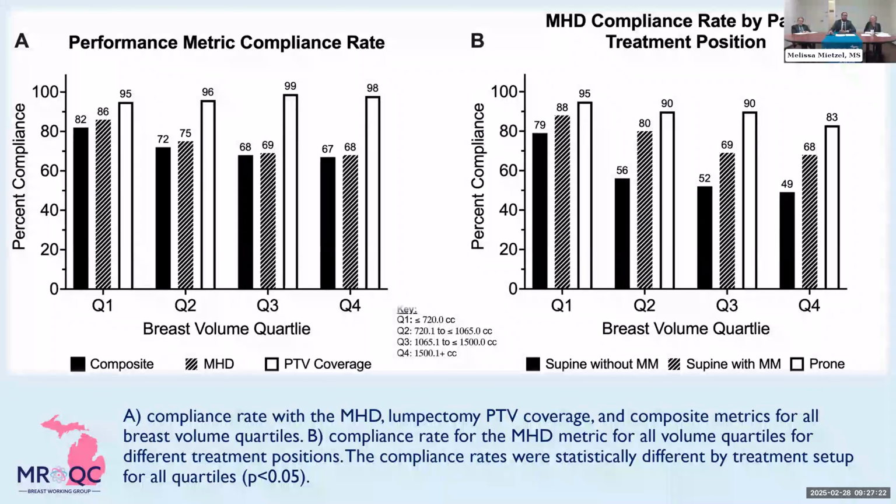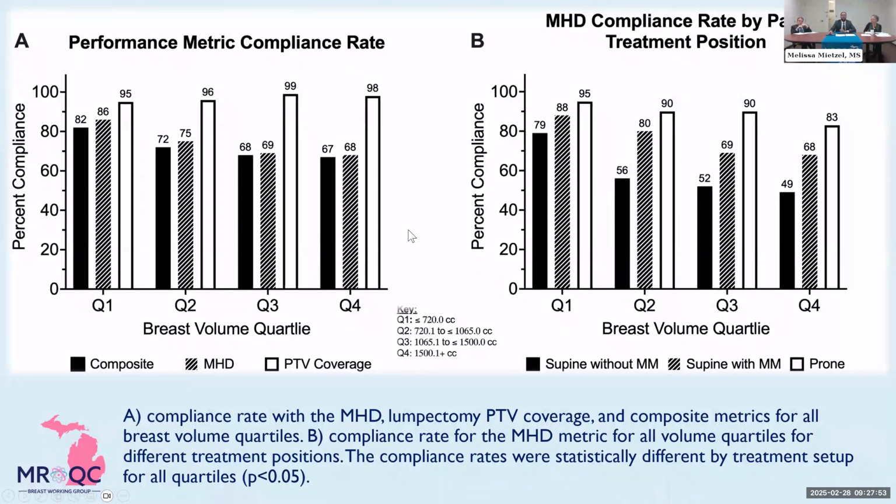What we're seeing here is that patients with smaller breast volumes tend to have a higher likelihood of being able to meet the mean heart dose metric, as well as the PTV coverage metric, and the composite metric as well. And these values tend to decrease as you increase breast size, except for the PTV coverage metric. That remains relatively unchanged regardless of breast size.